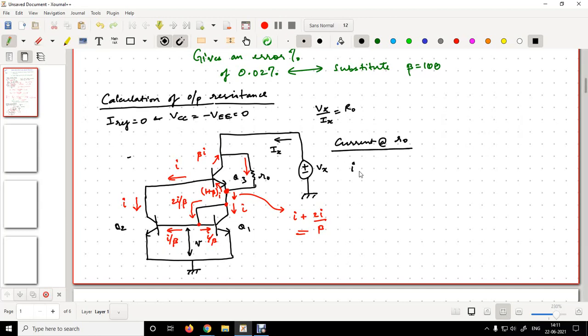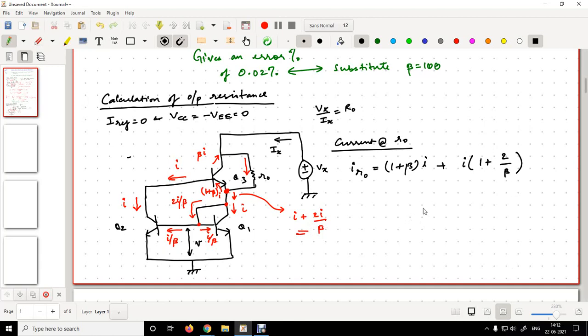Current at R naught, I will call it IR naught, is 1 plus beta times I, which is the emitter current of Q3, plus the current flowing downwards towards the collector of Q1, that is I plus 2I by beta. So I into 1 plus 2 by beta.